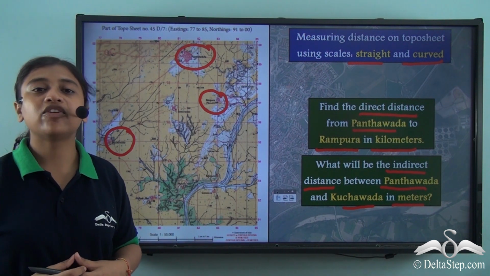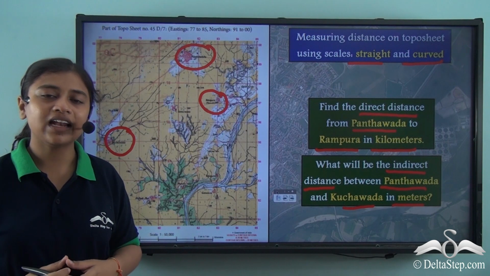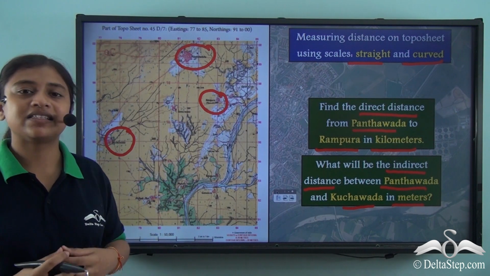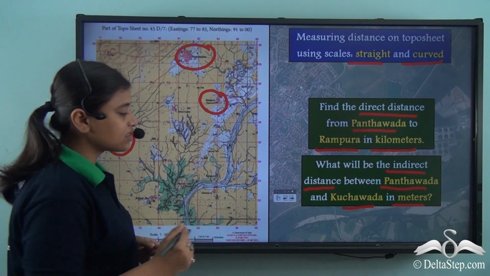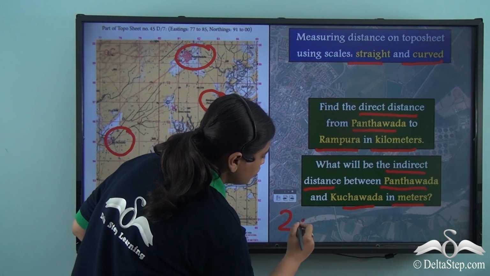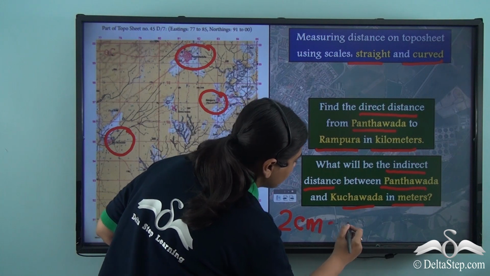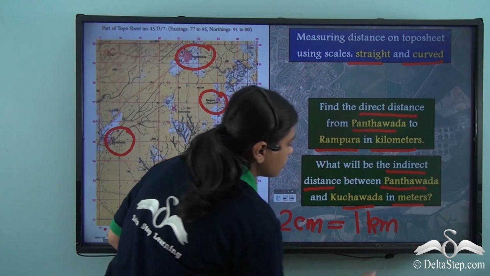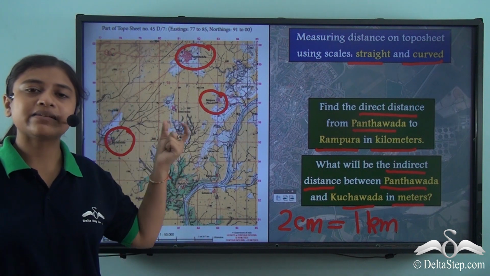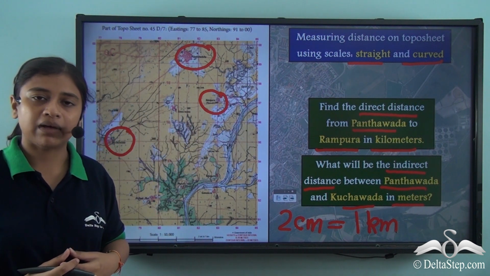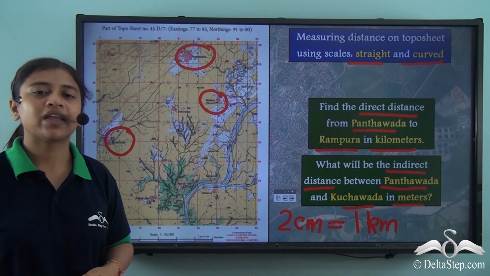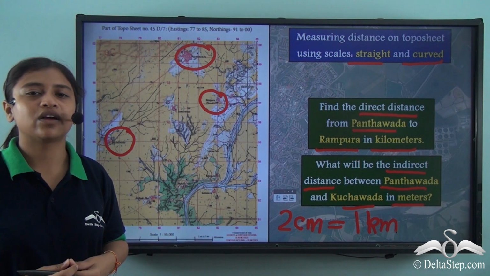Before we do that, we also need to keep in mind the scale of the given topographical map. As per this map, the scale is 2 centimeter equal to 1 kilometer. So every 2 centimeter distance on this topographical map will be equal to 1 kilometer on the actual ground. Now let us see how we find out the distances.